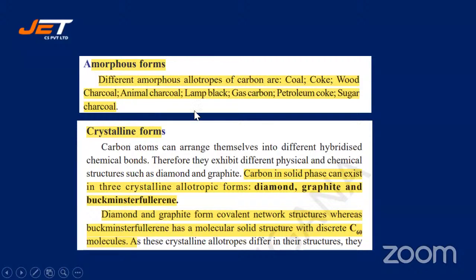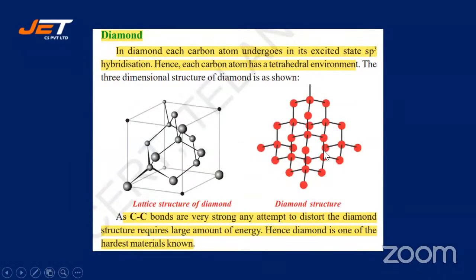Coming to the crystalline forms, carbon in solid phase can exist in three crystalline allotropic forms: diamond, graphite, and Buckminster fullerenes. Diamond and graphite form covalent network structures, whereas Buckminster fullerenes has a molecular solid structure with discrete C60 molecules.